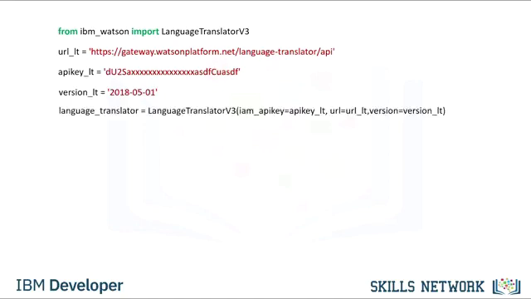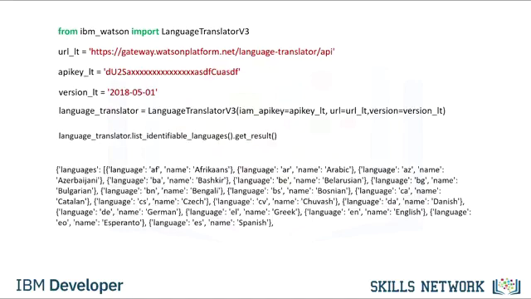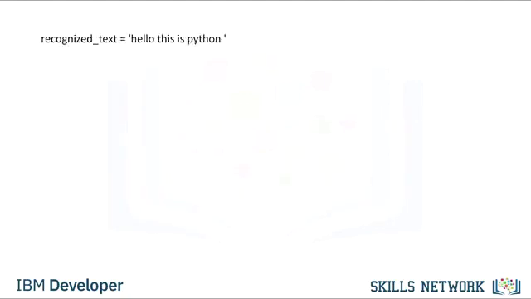We create a language translator object, language_translator. We can get a list of the languages that the service can identify as follows. The method returns the language code. For example, English has a symbol EN, and Spanish has the symbol ES. In the last section, we assigned the transcribed text to the variable recognized_text.